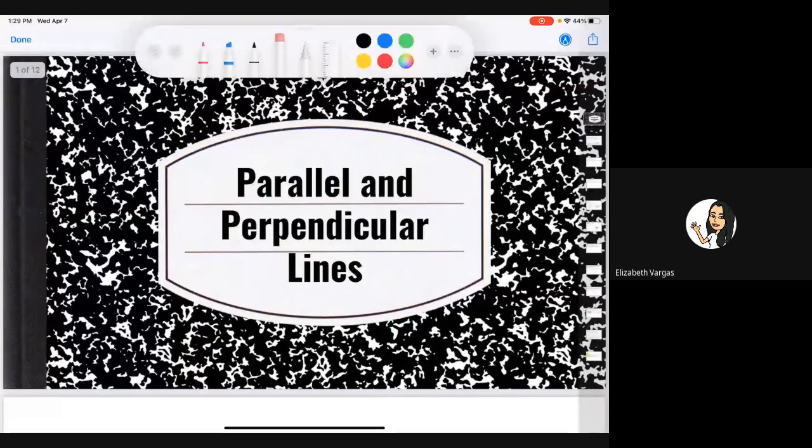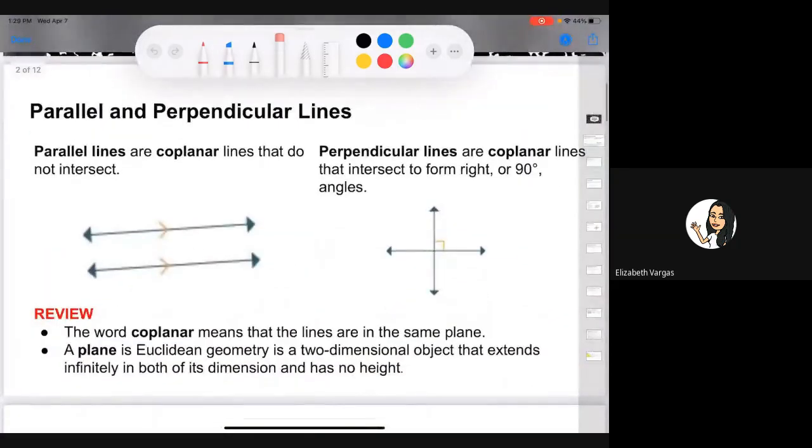Okay, so today we're going to learn a little bit more about parallel and perpendicular lines, and we're going to get into parallel and perpendicular lines, theorems, and postulates, which help us understand relationships. So, parallel and perpendicular lines.